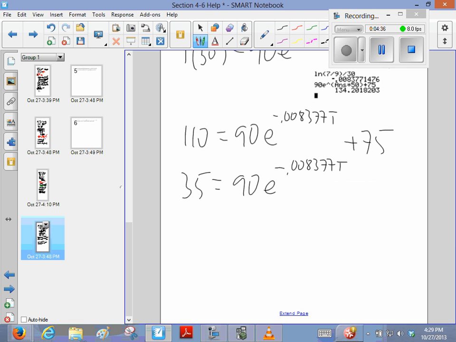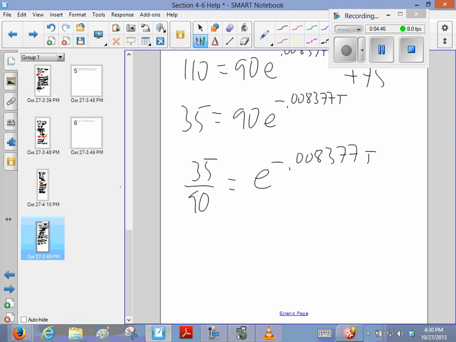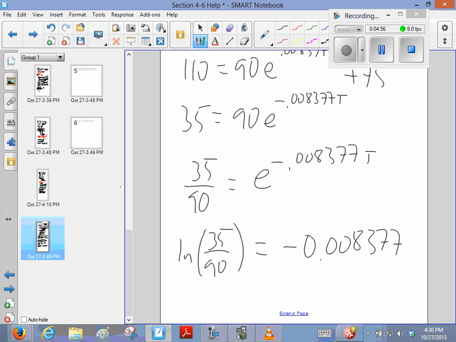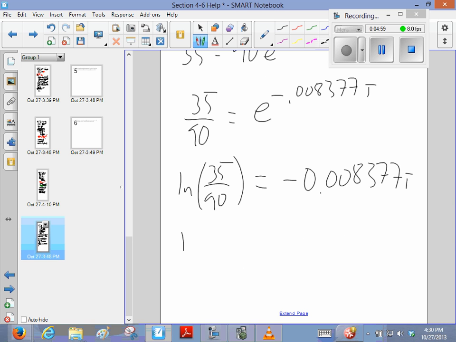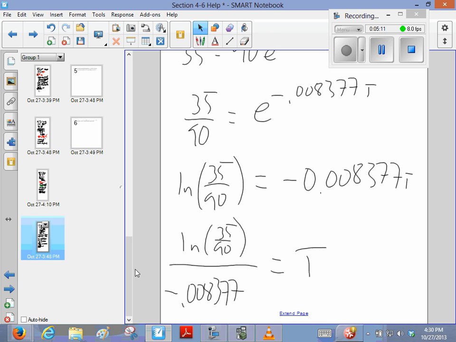I'm going to divide by 90. Take the natural log of both sides, because that cancels out that e, and that's what we want, to make it as easy as possible. Then I'm going to divide that natural log of 35 over 90 by that negative 0.008377, or whatever it is.